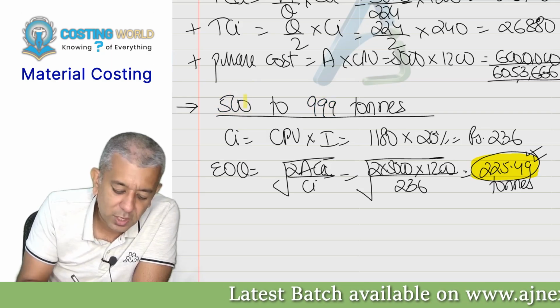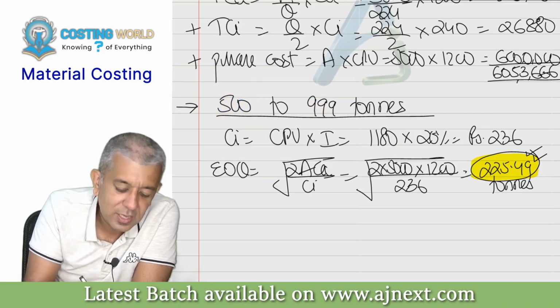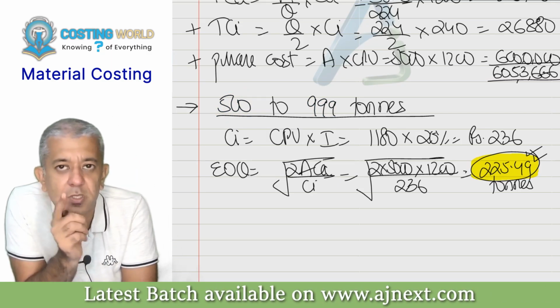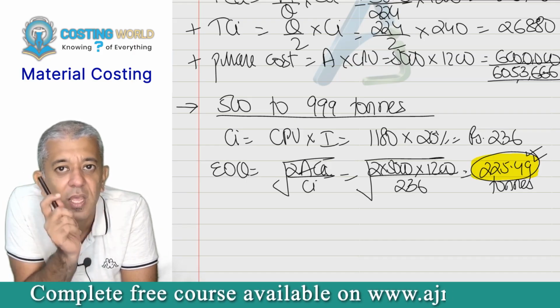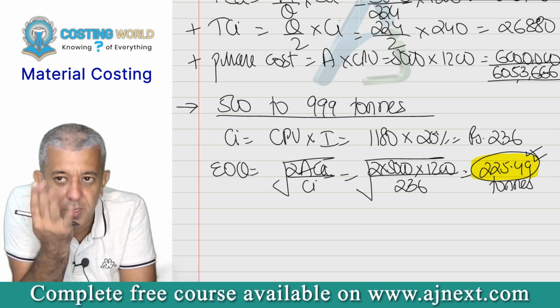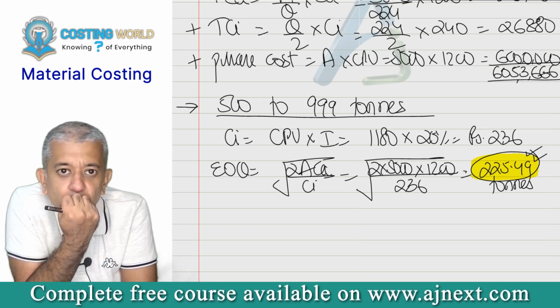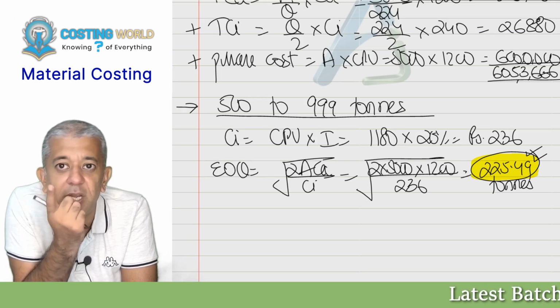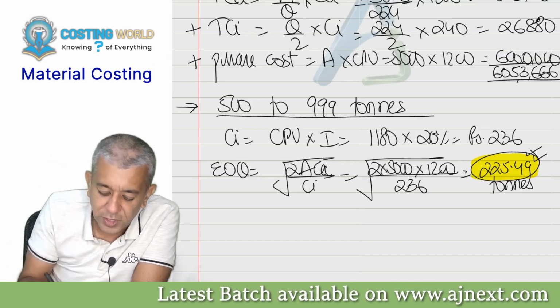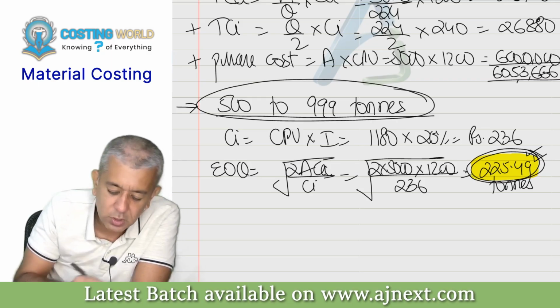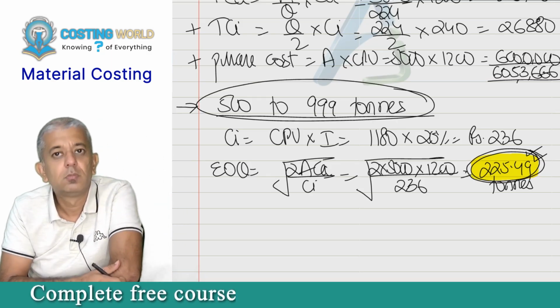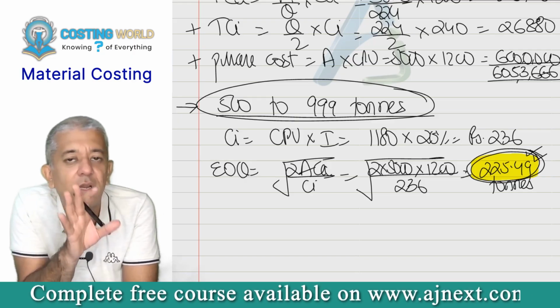Sir, we should order 500 tons at one time. Why? If EOQ is not possible, that graph had told us many things. What did that graph tell us? If EOQ is not possible, then order the quantity which is nearest to EOQ. So which is that quantity which is nearest to this out of all these options? 500. So 500 will be the best option.